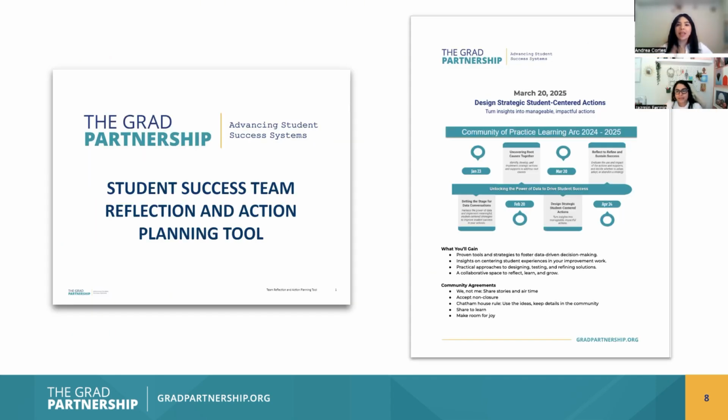So, Jasmine will be dropping our activity guide for today. In our activity guide, you will be able to have space for notes. You can follow along with us in there as well. And there is at the bottom the Student Success Team Reflection and Action Planning tool, which has a lot of great resources and guidance to support you and your team in the continual improvement of your success teams. So this has a plethora of resources and protocols for you all to use once you leave this space.